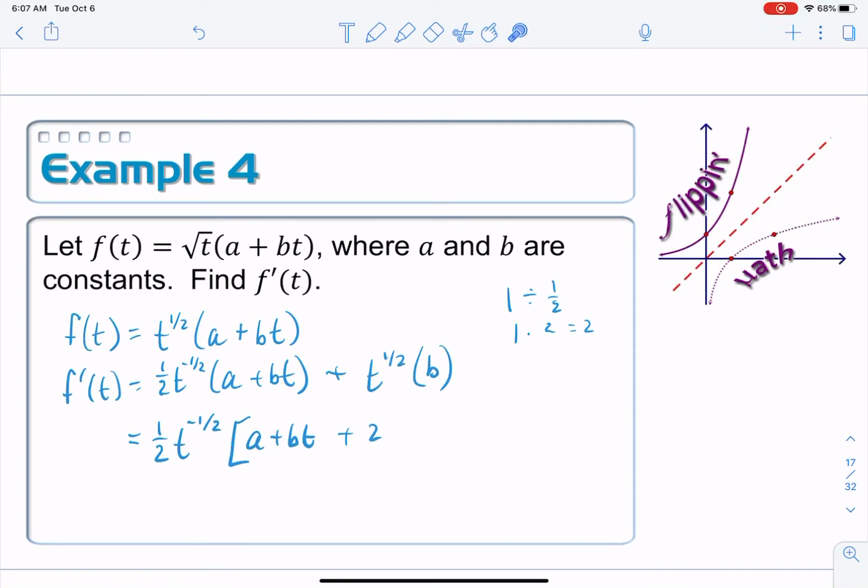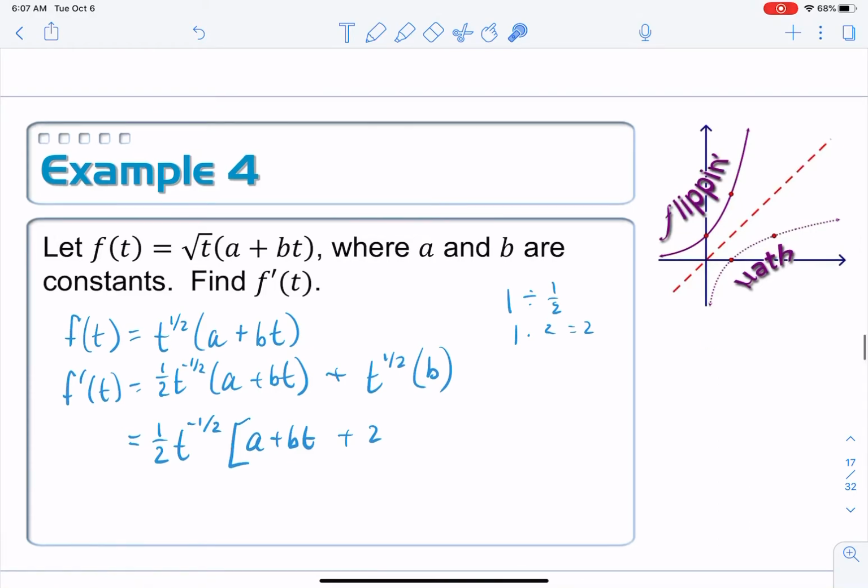And then some more little scratch work here. I'm taking t to the 1/2 here, and I'm going to divide it by t to the negative 1/2. Like bases, you're supposed to subtract the exponents. So 1/2 minus a negative 1/2 makes 2/2, or just the number 1. So t to the first power.